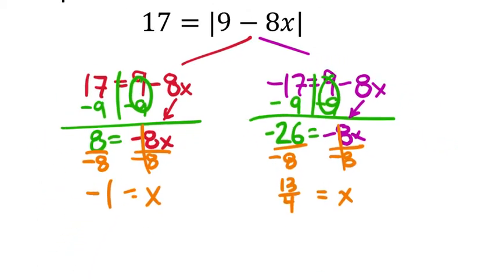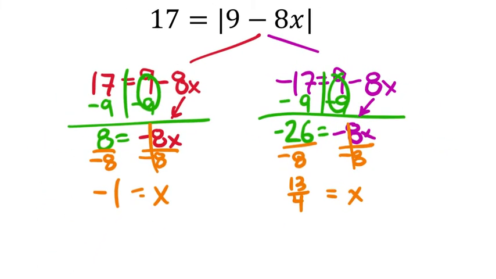And you can let the fraction do that simplification for you. Let's go ahead and check though. So start with negative 1. 8 times negative 1 is negative 8. 9 minus negative 8 would be 17. Remember, that's kind of the point here. And the absolute value of 17 is 17, so that checks off.